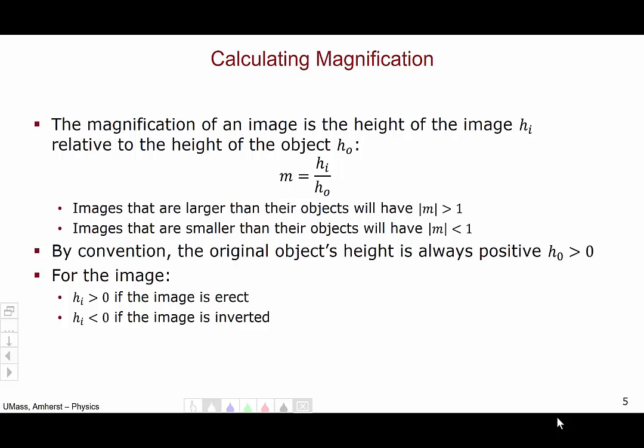Now, as with everything else in optics, there's a sign convention. By convention, the original object's height is always positive. Ho is always greater than 0. For the image, on the other hand, if the image is erect, the image height is positive, whereas if the image is inverted, the image height is negative.